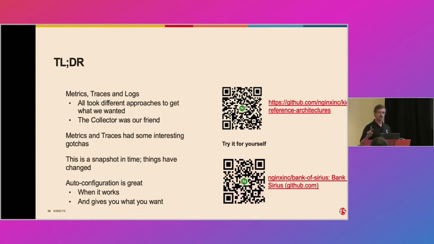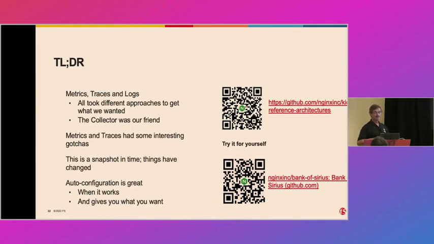Metrics and traces, partially because of maturity, had some interesting gotchas. And I've talked a little bit about that, but getting the metrics output may be stable, but the metrics right now don't give us all of the information that we consider important when we're looking at this application space here. This is a snapshot in time. Things change. We will be revisiting this and bringing it up to speed, what it looks like going in the future.